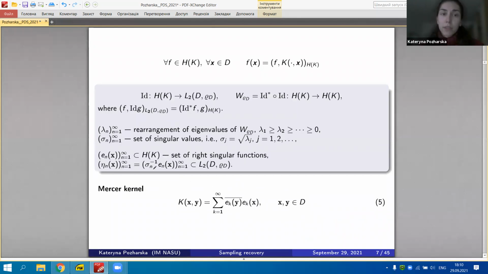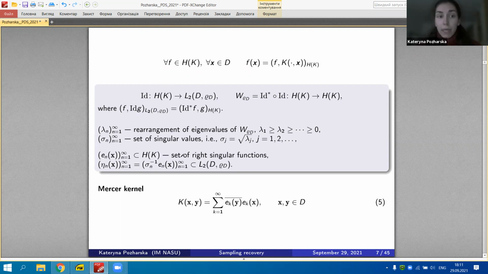And now we incorporate some spectral properties of our embedding. So we introduce the sequences lambda n of eigenvalues and sigma n of singular values, and also the basis functions e_n and eta_n of the respective spaces H(K) and L2. These systems e_n and eta_n are orthonormal systems in the respective spaces, but they are not usually basis systems because this mapping is not usually injective, because it maps the functions from H(K) into the equivalence classes.